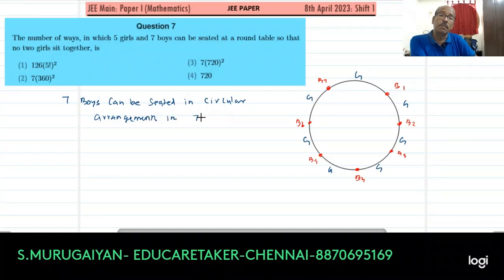In 7 minus 1 factorial ways. This is based on the theorem. This is not a linear arrangement. Circular arrangement means n minus 1 factorial, or n factorial by n. This is 6 factorial. This could be written to get the answer in terms other than 720, so it can be written as 6 factorial, 6 into 5 factorial.